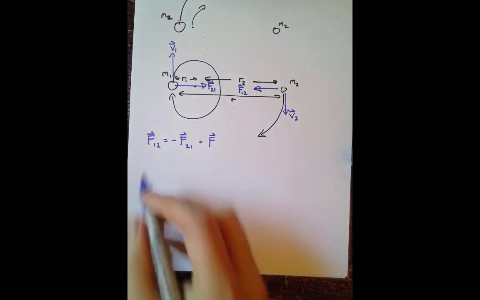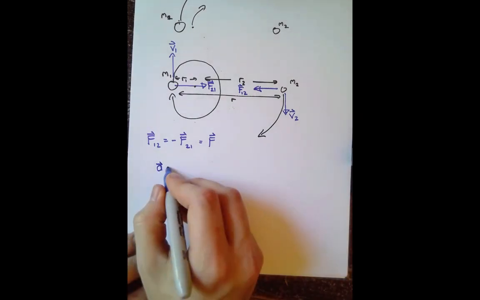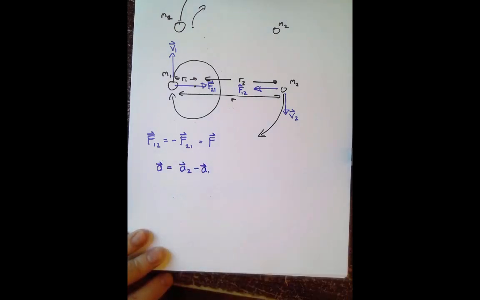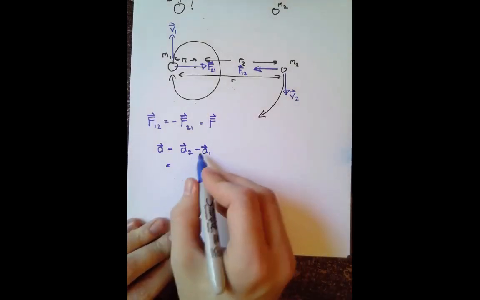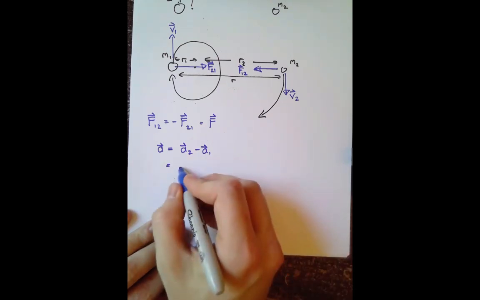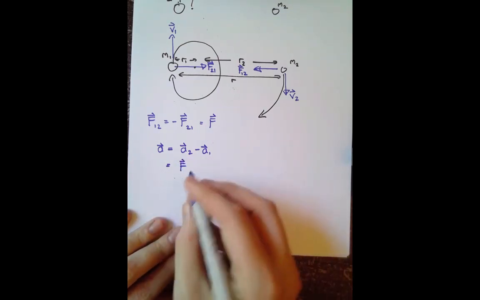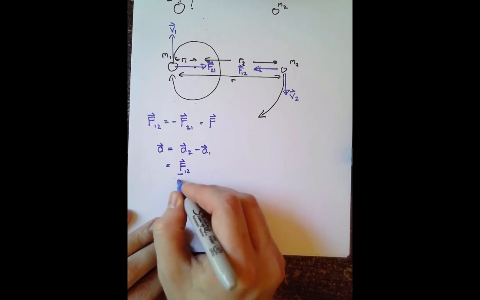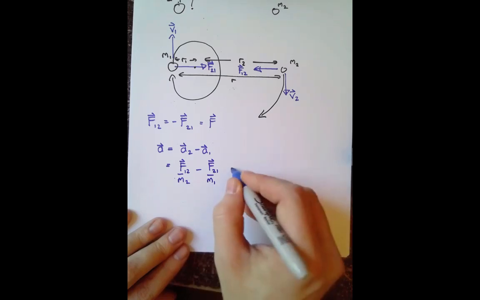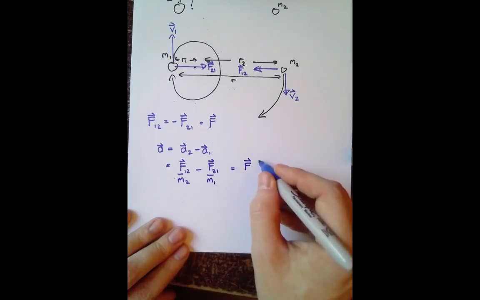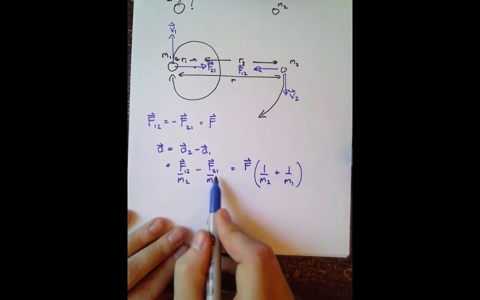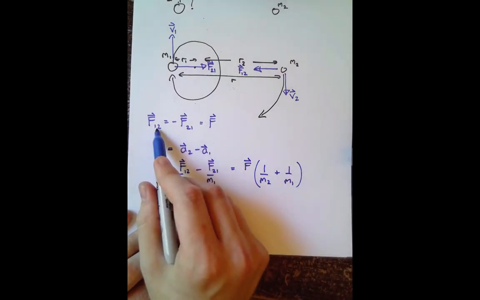So the accelerations in principle will be different, and the relative acceleration of the two objects is just the difference between acceleration 1 and acceleration 2. Now, we can plug the forces into this equation using Newton's second law. A2 is just going to be the force F12 divided by M2, and A1 is going to be F21 divided by M1. So that's the force F times 1 over M2 plus 1 over M1, because F21 is minus F, whereas F12 is plus F.